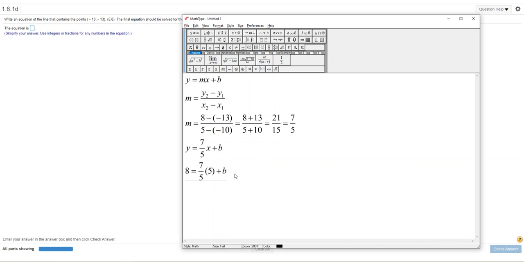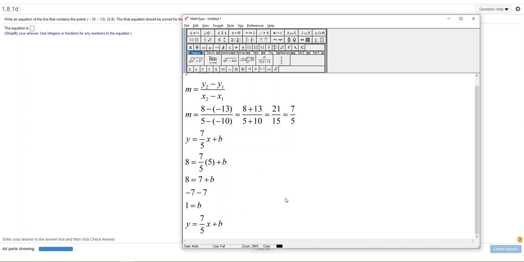I can use this to solve for b. Right. So I need to compute 5 times 7/5. I know that the denominator 5 is going to cancel with this 5, so this is going to come out as 7 over 1, or 7 plus b. And then I could subtract 7 from both sides. That gets me 8 minus 7 is 1, and that is equal to my b value. So back up here, I can replace my b value with what I now know it is equal to, 1.